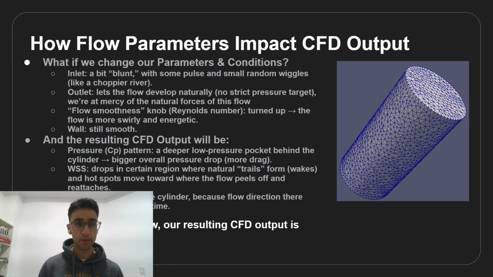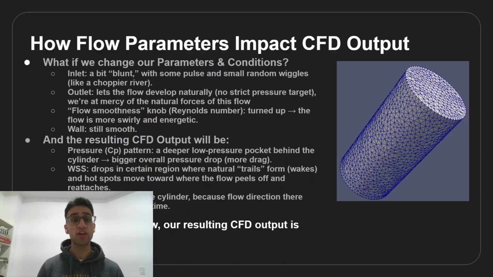Let's take the inlet and make it like a choppy river. We add some pulse and random wiggles, and the outlet condition will have it be at the mercy of the natural force of this flow. We'll let the flow develop naturally with no strict pressure target like before. And our flow smoothness, our Reynolds number, we'll turn it all the way up. The flow is more swirly and energetic, while the wall is still smooth.